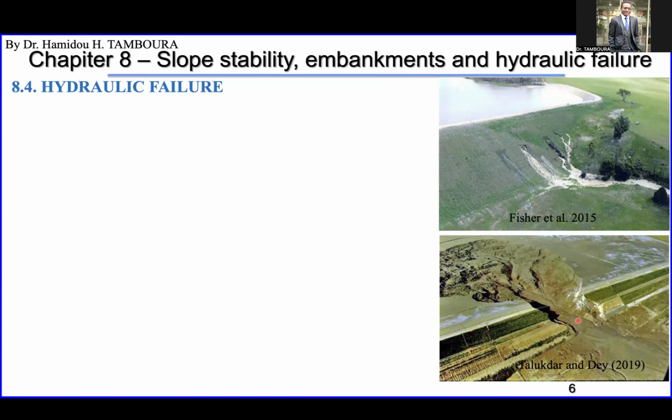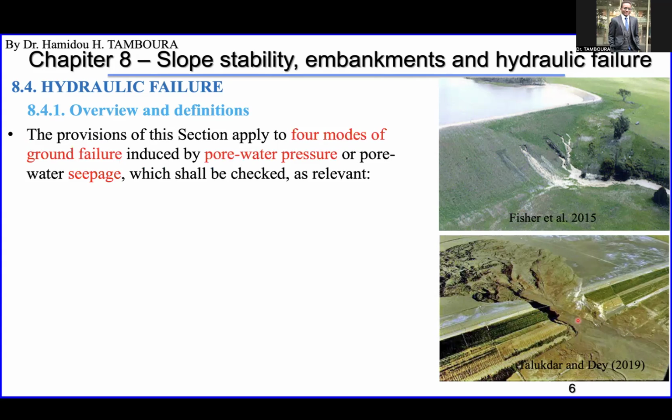So we are going to see some definitions of what hydraulic failure is, the different types of hydraulic failure, and what Eurocode is saying about these failures, how to design the dam so that this type of failure cannot happen, to prevent the failure. So this is the objective of this lesson, okay.